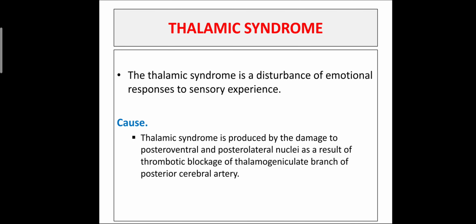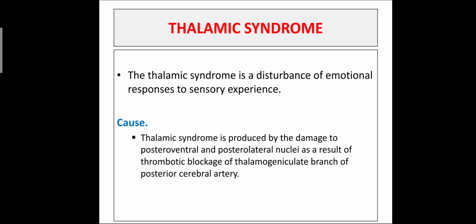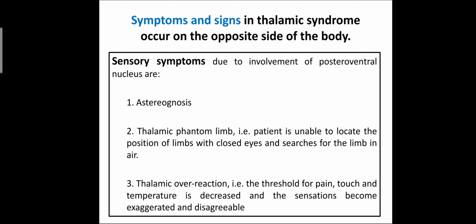Thalamic syndrome. It is a disturbance of the emotional response to sensory experience. What are the causes of the thalamic syndrome? It is produced by damage to the posteroventral and posterolateral nuclei as a result of thrombotic blockage of the thalamogeniculate branch of the posterior cerebral artery. Symptoms and signs in the thalamic syndrome occur on the opposite side of the body.